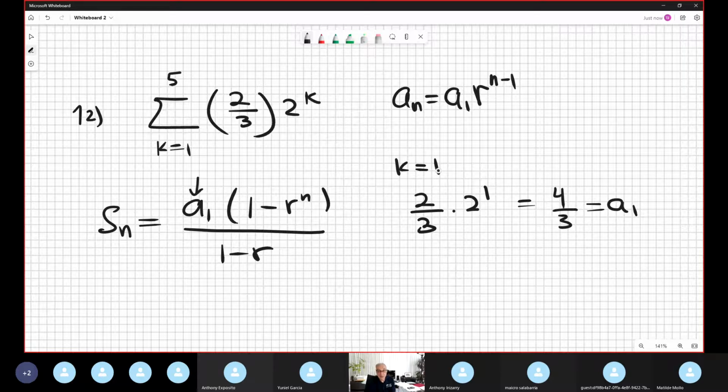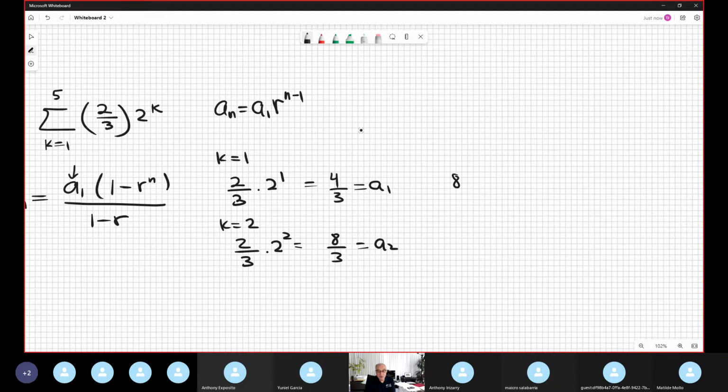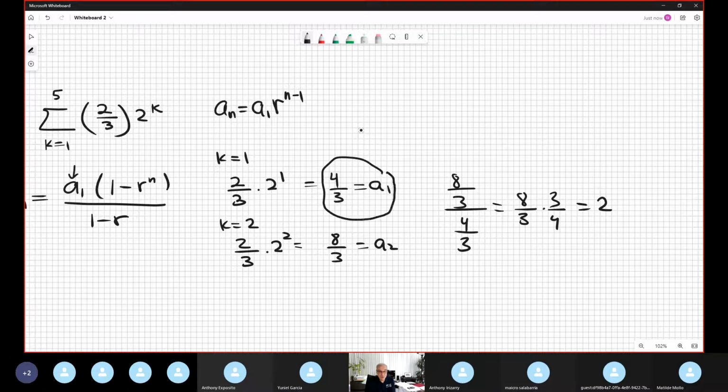And the second, k equal 2, is 2 thirds times 2 to the second power. This is 8 over 3, because it's 4 times 2 is 8. This is A2. And the common ratio is you divide 8 over 3 divided by 4 over 3. 8 over 3 times flip it, 3 over 4. The answer is 2. Okay, therefore I have whole information. I have A1, 4 thirds, I have R, 2. Do you understand this idea?